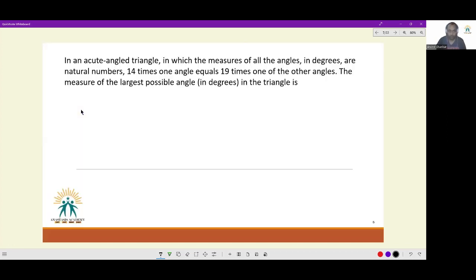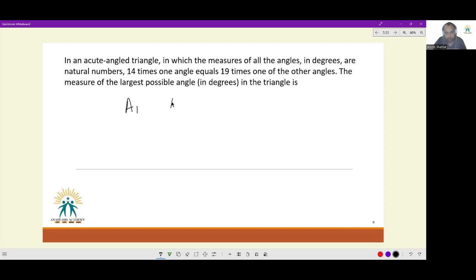Okay. Next, in an acute angled triangle in which the measure of all angles in degrees are natural numbers, 14 times one angle equals 19 times one of the other angles. The measure of the largest possible angle in degrees in the triangles.